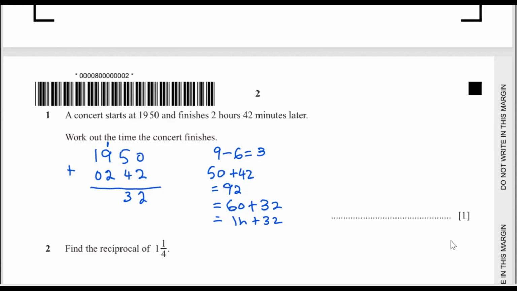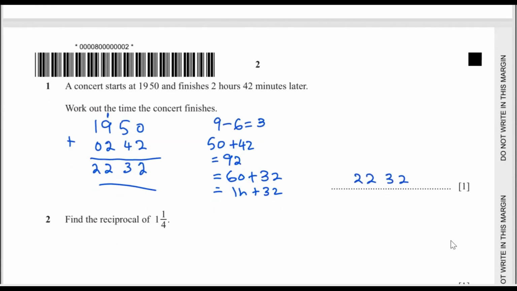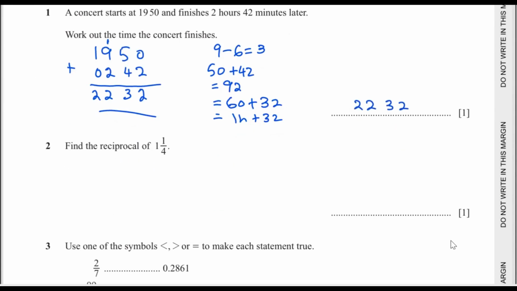And when we add this, we are going to obtain 22 here. So the answer we have here is 22:32, 22 hours, 32 minutes. We write this down. Since we started with a 24-hour time format, we can also leave our final answer in that format.